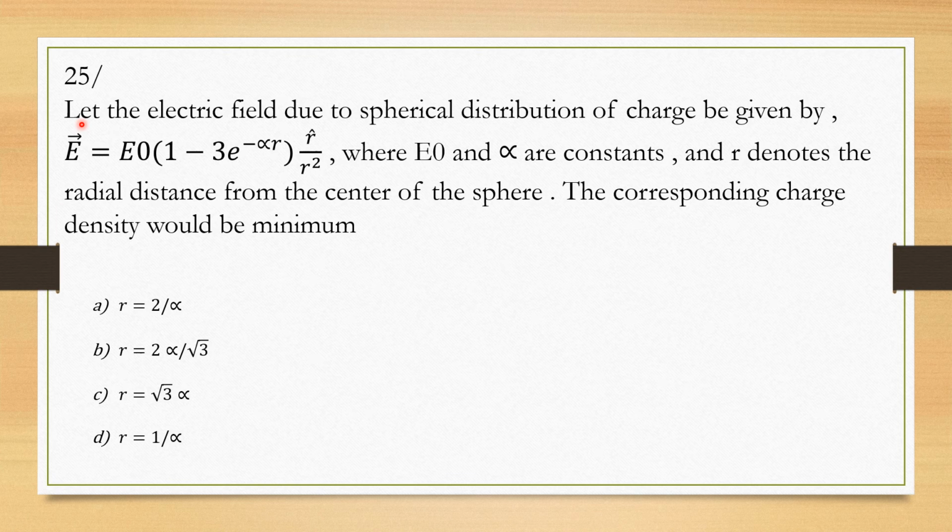And the last question of this session is: let the electric field due to a spherical distribution of charge be given by E equal to E naught (1 minus 3 e to the power minus alpha r) divided by r squared r cap, where E naught and alpha are constants and r denotes the radial distance from the center of the sphere. The corresponding charge density would be minimum at. And the options are r equal to 2 by alpha, r equal to 2 alpha by root 3, r equal to root 3 alpha, and r equal to 1 by alpha. So let's see what will be its answer.